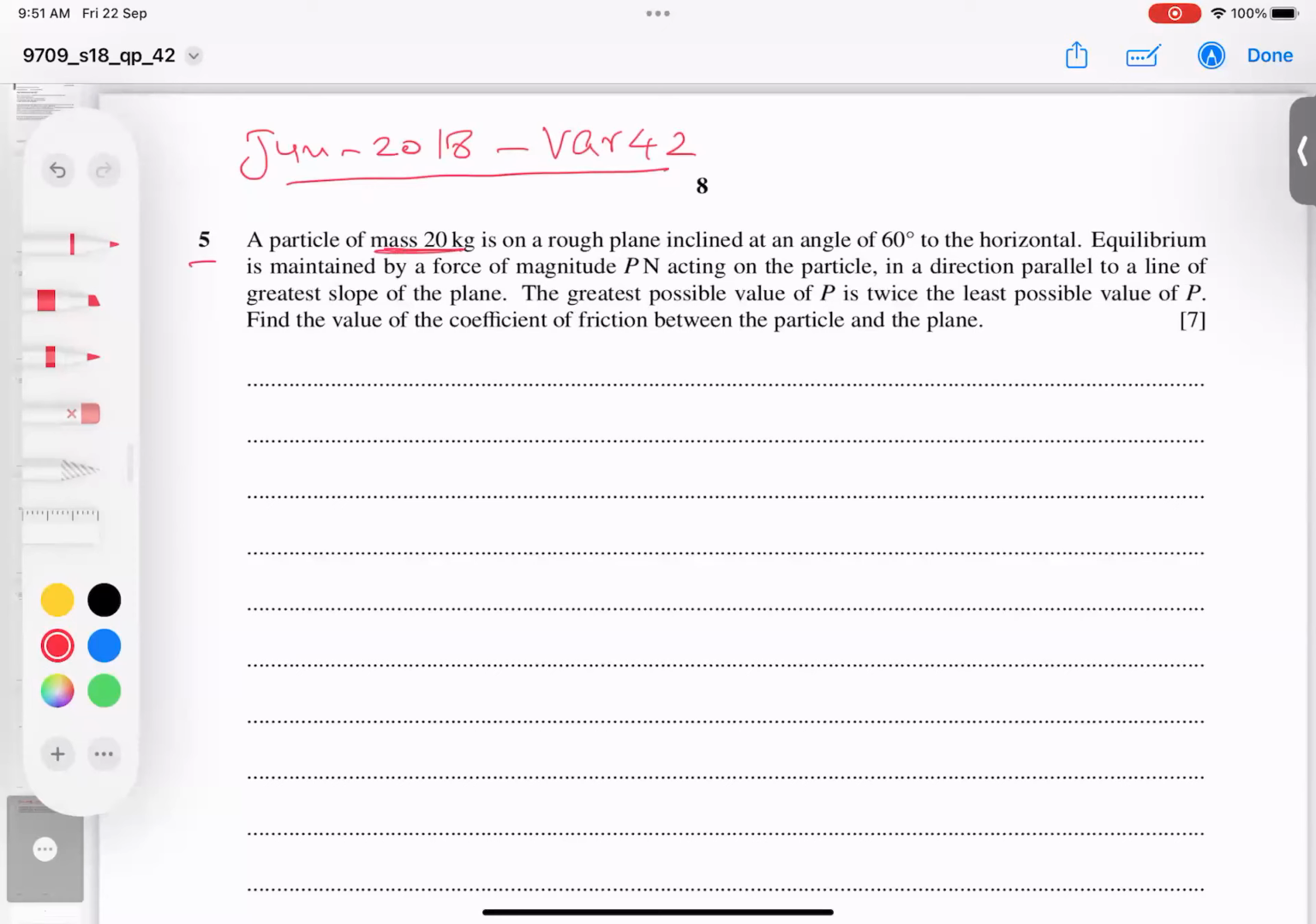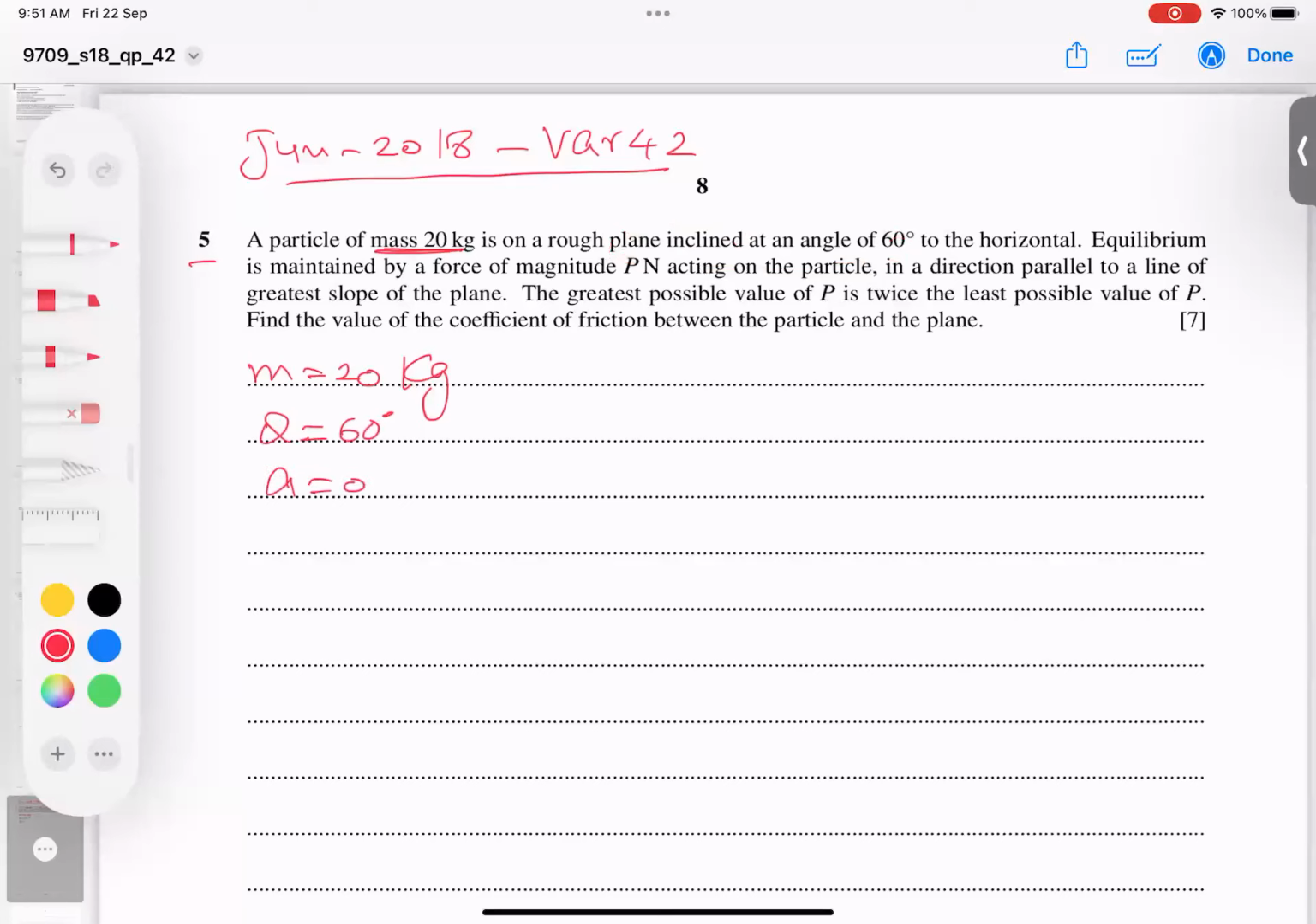Mass is given, 20 kilograms. So the best idea is to read and write. An angle theta to the horizontal, an inclined plane at angle theta with the horizontal. So theta is 60. Equilibrium is maintained, so it means acceleration is 0.